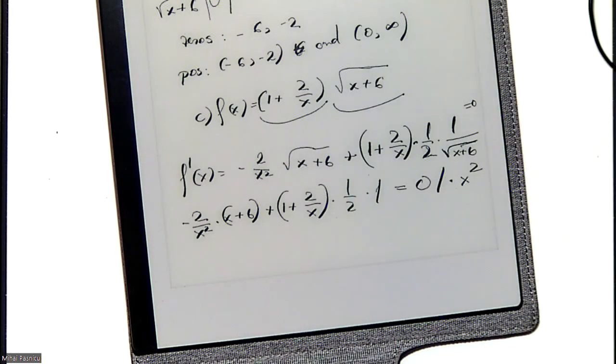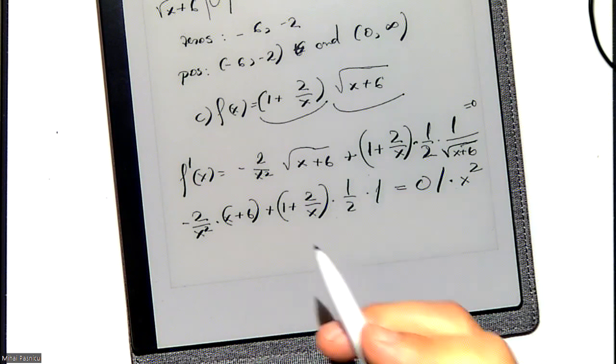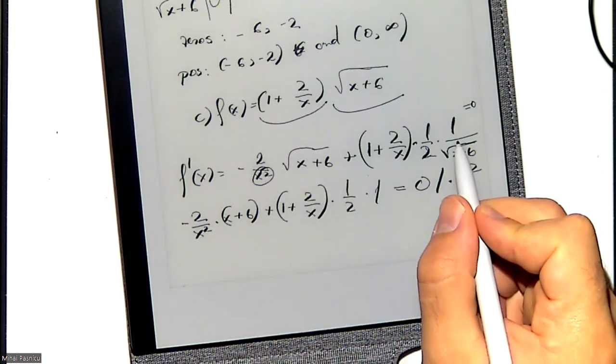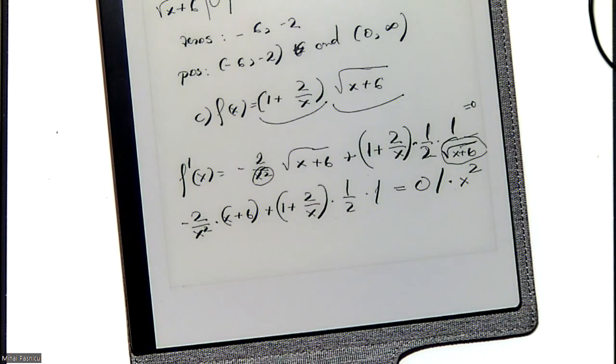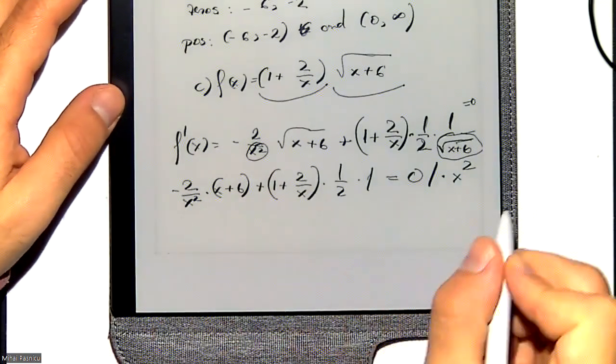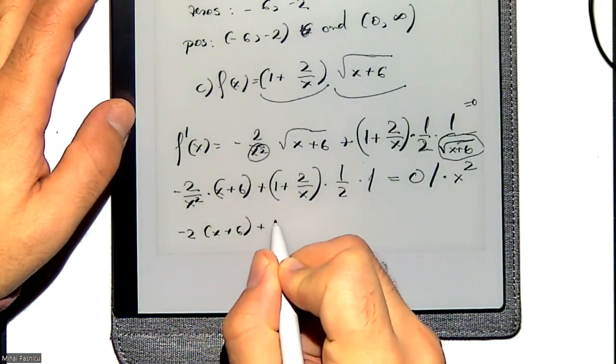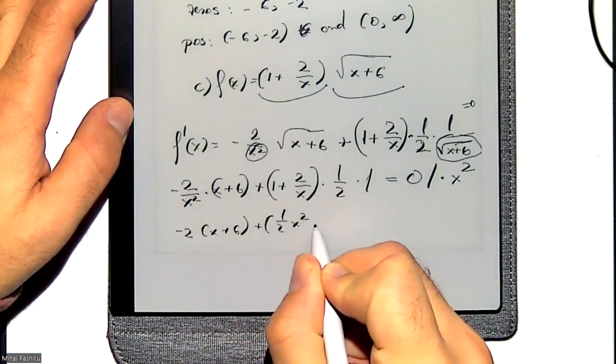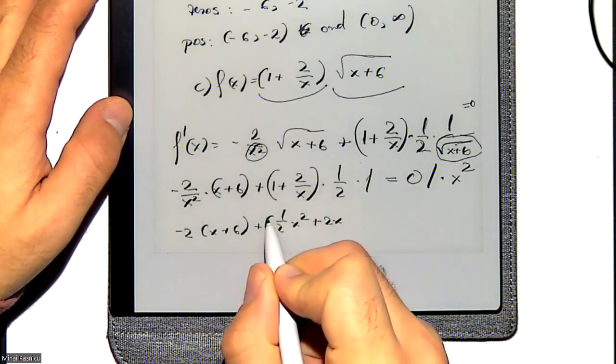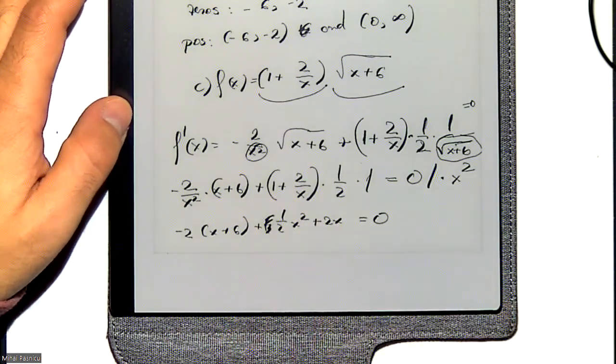Made it equal to 0, and then how I solve this is I am just getting rid of these denominators by just multiplying with them. I just want to get rid of them. I hate denominators. If you can work with them, work with them. I'm just not good at it. So the way I do it is I multiply with x squared, so I get minus 2 times x plus 6, plus, and I have half an x squared plus 2x. There's no need for parentheses, is equal to 0.